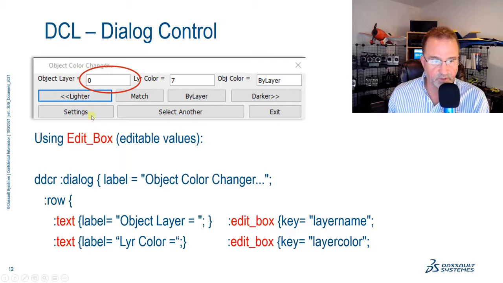I'm going to say text, label, object layer, but instead of text here, I'm going to use an edit box for the key, and I'm going to call the key layer name, or this key would be layer color. So you notice how it is different where I have the edit box versus the text. Now, with an edit box, I could have actually put the label and the key in, as both of those parameters can be in the edit box. Just a little quirky thing about this DCL language: if I'm just doing text, I can't add the label and the key, but if I'm doing an edit box, I can.